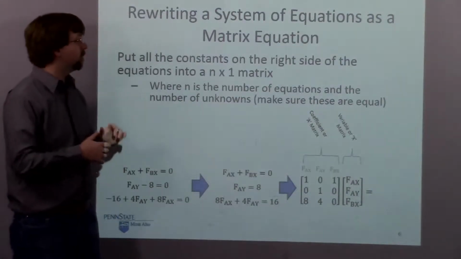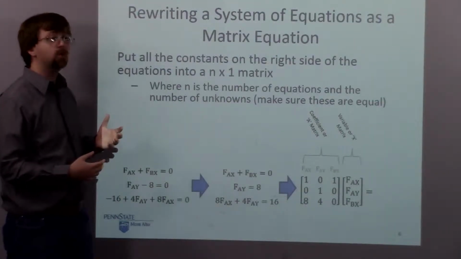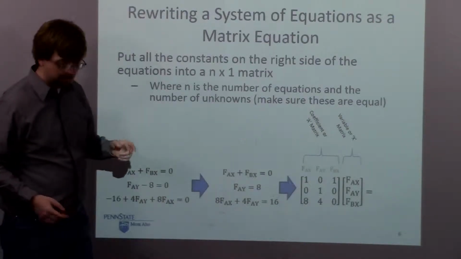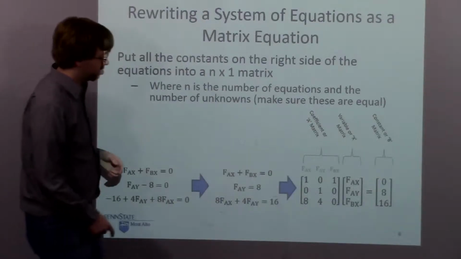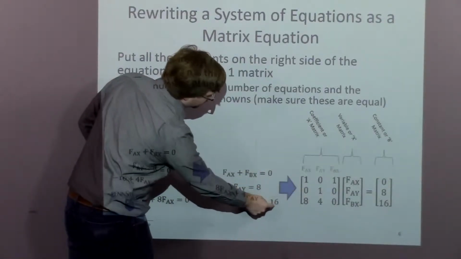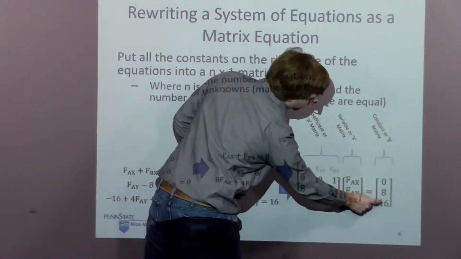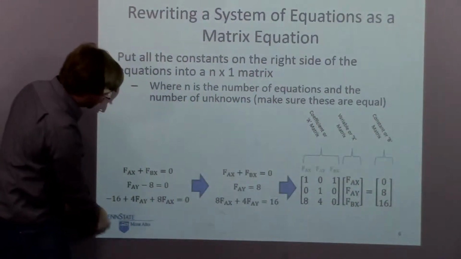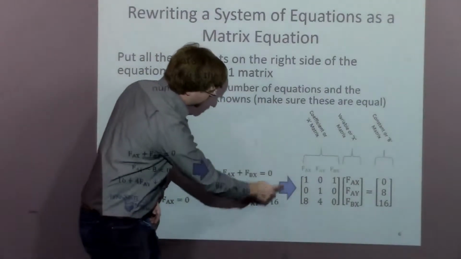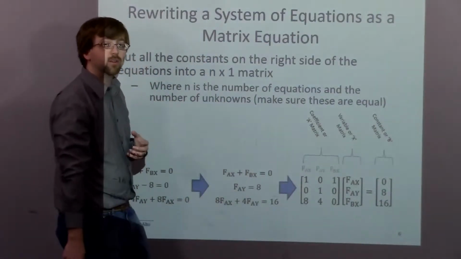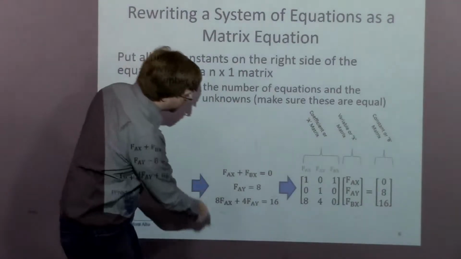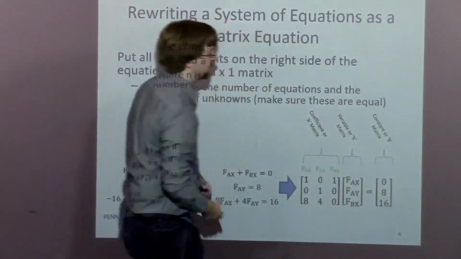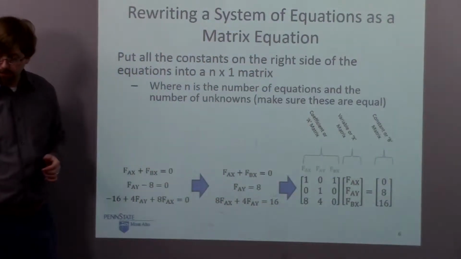And finally, I'm going to put all the constants on the right side of the equation into an n by 1 matrix. So I'm just going to list those in order. It's going to be 0, 8, 16. So now I've taken these equations originally, rearranged them a little bit to get them into an easy to read fashion, and then rewritten these equations as a single matrix equation. There's only one equal sign in this matrix equation over here.